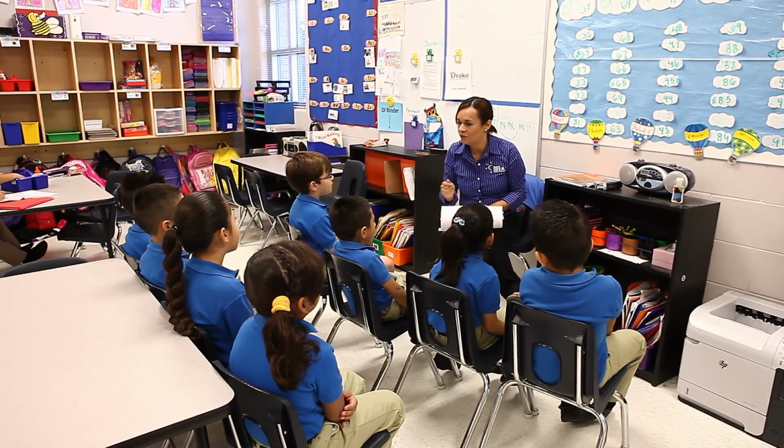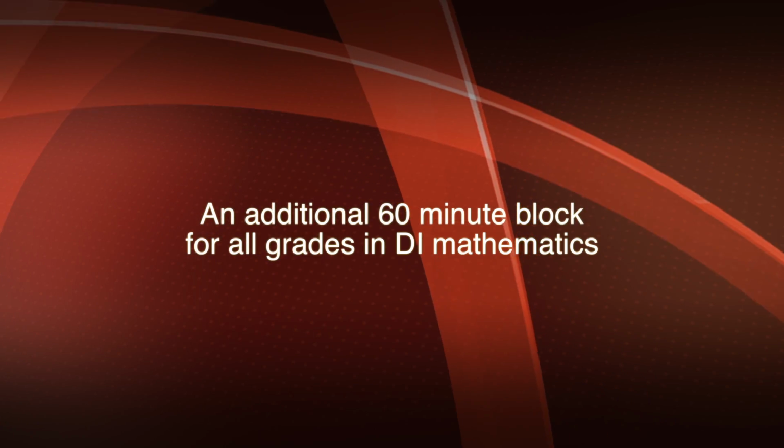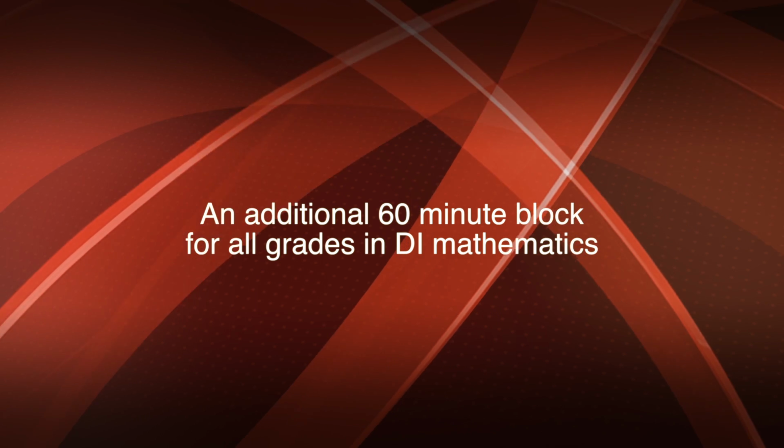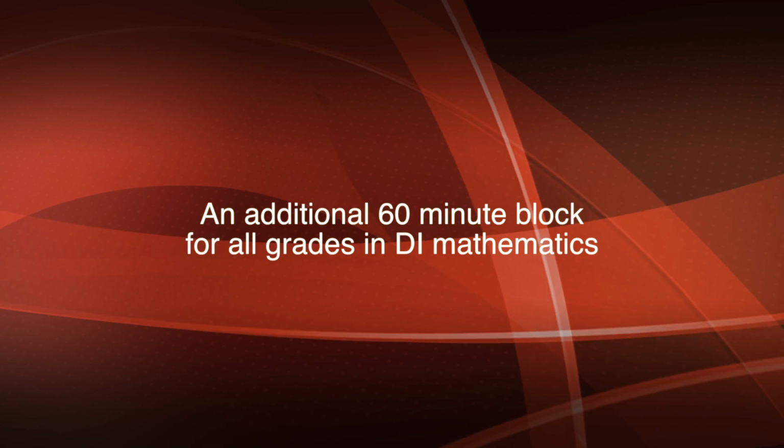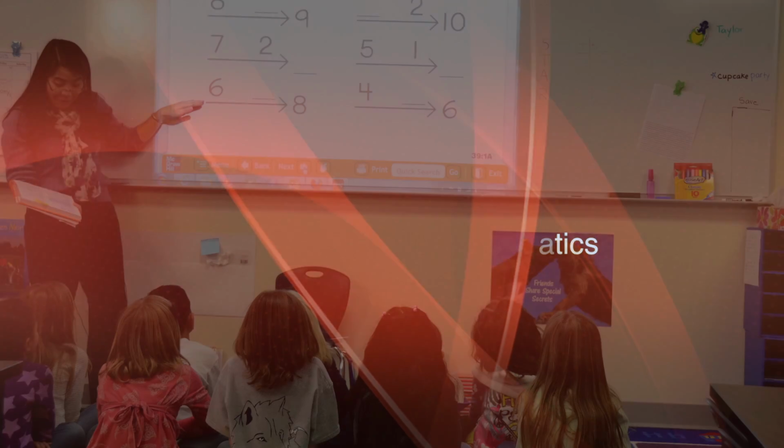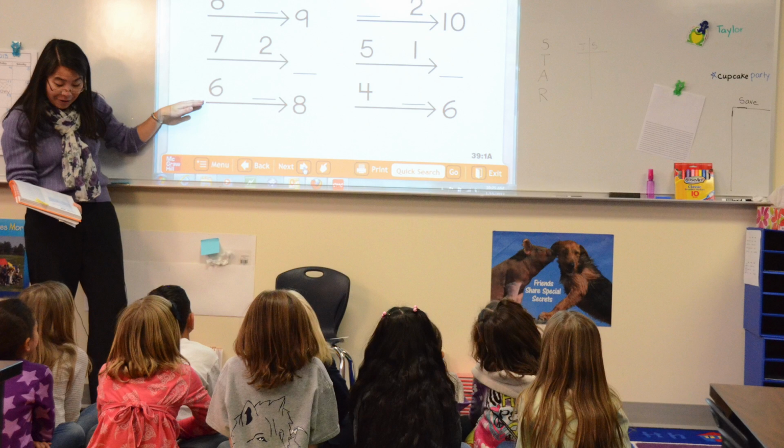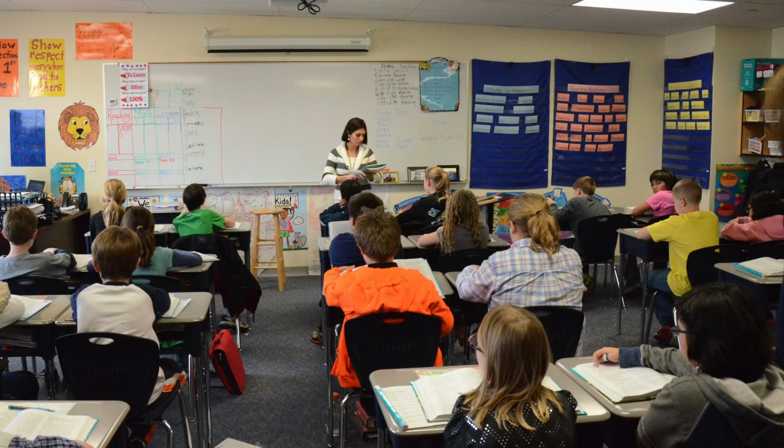Successful implementations will include an additional 60-minute block for all grades in Direct Instruction mathematics, which is usually implemented the second year. Kindergarten students are taught math in 2 separate groups for 30 minutes each. All other grades are taught as whole class groups for the full 60 minutes.